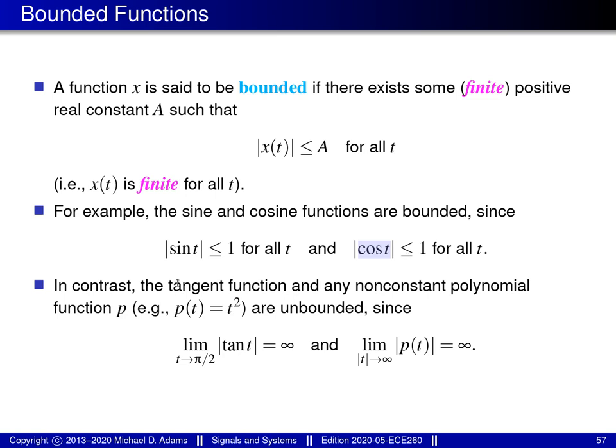In contrast, functions like the tangent function or any non-constant polynomial function are unbounded. The tangent function is unbounded because if you evaluate it, for example, at pi by 2, it blows up to infinity. Similarly, any non-constant polynomial function, for example denoted by the function p here, something like a quadratic like t squared, is unbounded, because if you evaluate such a function at either plus infinity or minus infinity, the function value will blow up to infinity. So a function like this would also be unbounded.